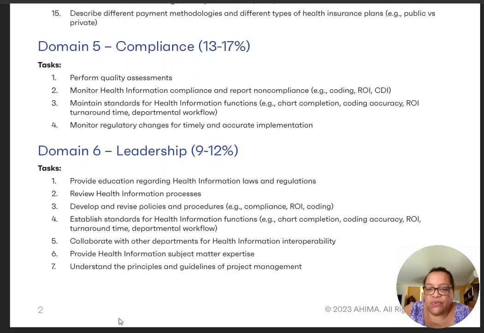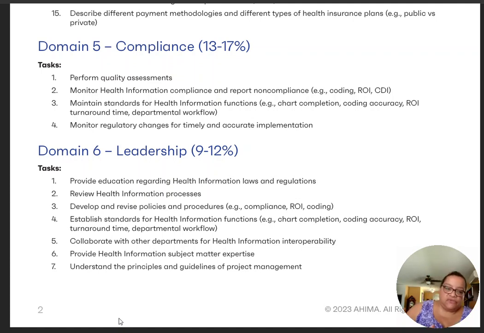Some things you need to perhaps highlight if you're working with another department in terms of interoperability. What are some of the national standards, not state standards, national standards for chart completion, coding accuracy, release of information, turnaround time, and departmental workflow? What are some of your highlight areas when you're revising policies and procedures? And what are some of our national laws regarding health information?